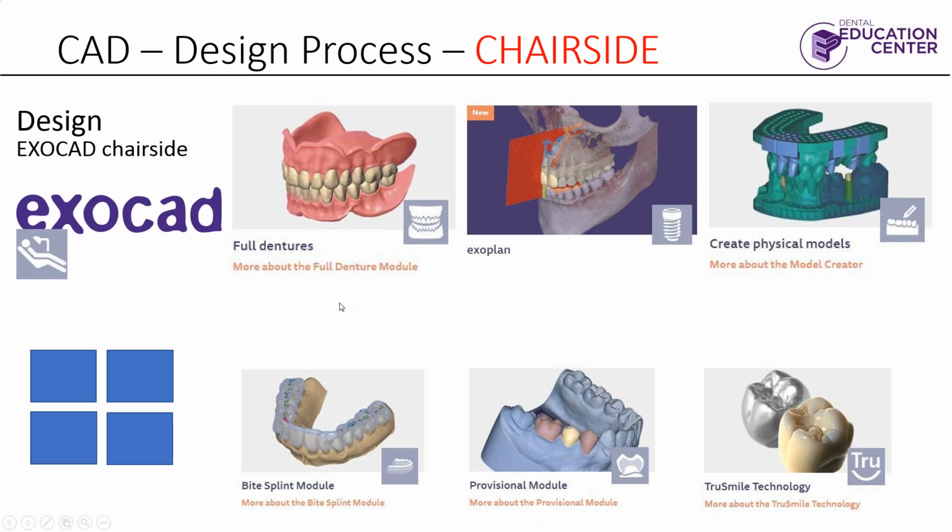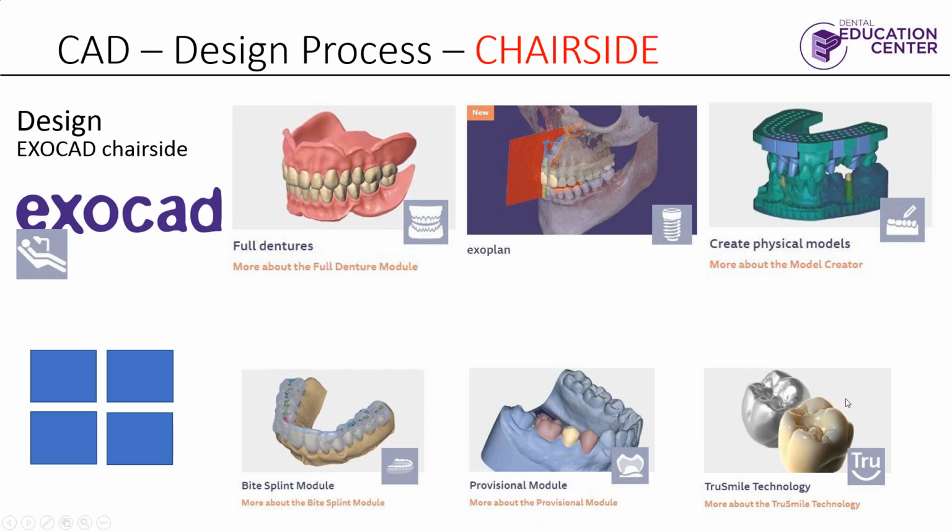for ExoCAD CHAIRSIDE. So you can add on these 3 modules: the bite splint module, the provisional module, and the True Smile technology module. If you have a CHAIRSIDE mill, it's usually a block mill, so you wouldn't be actually milling these, but you could design them in-house. Provisionals definitely obviously do CHAIRSIDE. The True Smile technology is really nice. I'll get into that pretty soon.